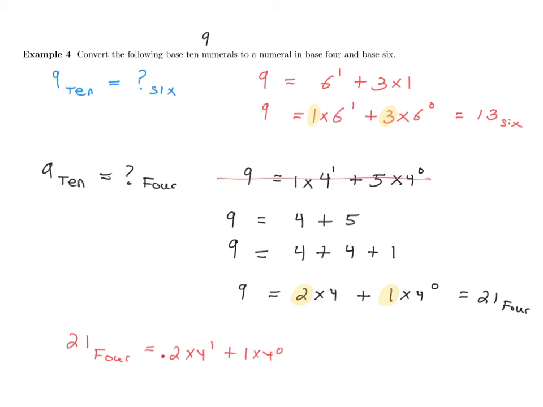2 times 4 to the first is 8, plus 1 times 4 to the 0 is 1. This is equal to 8 plus 1, and that's in fact 9 base 10.